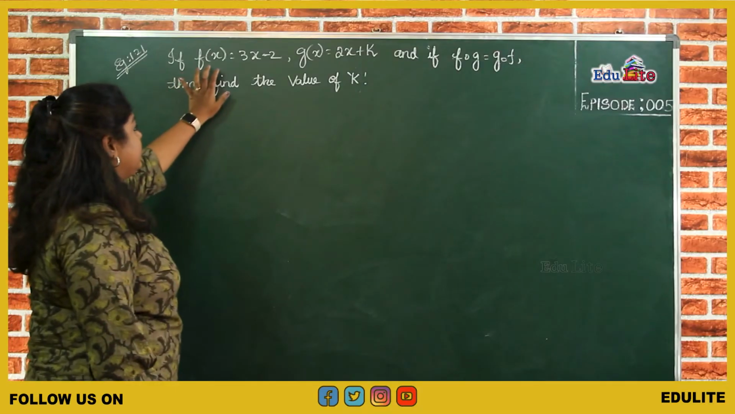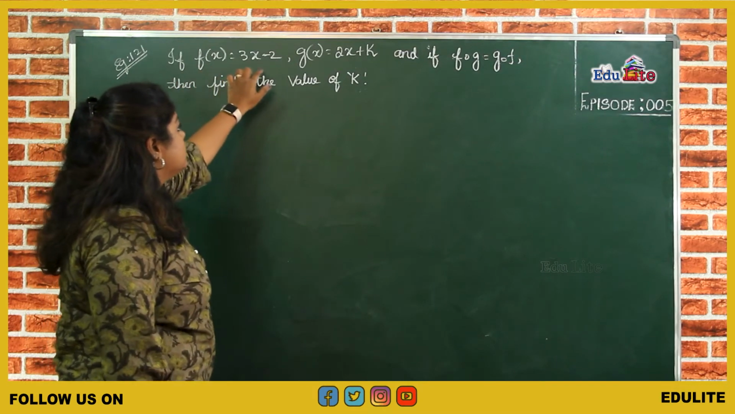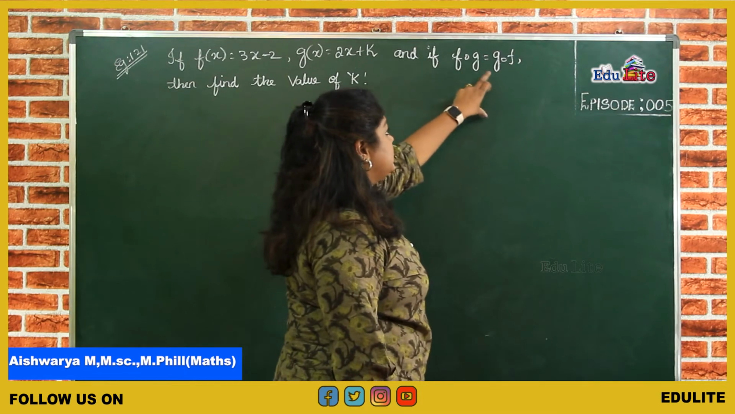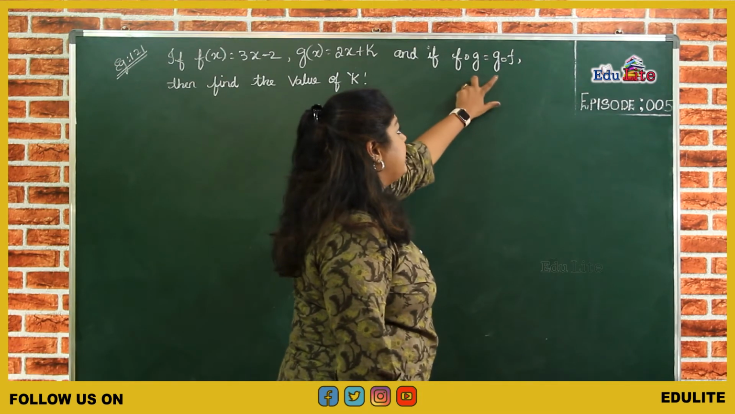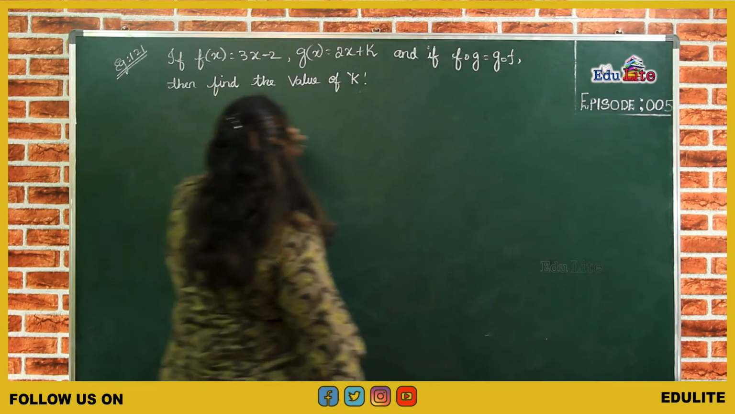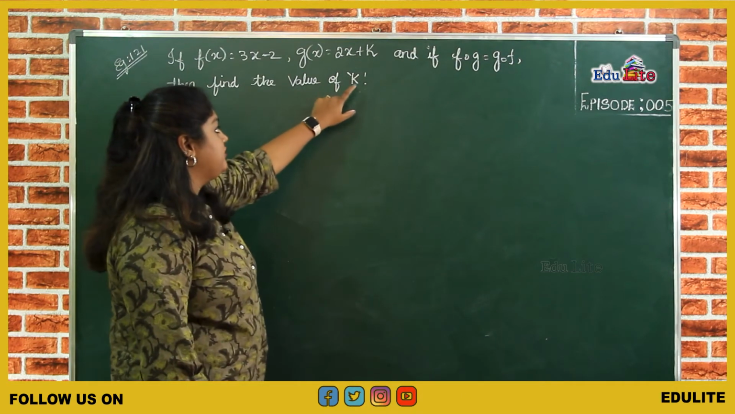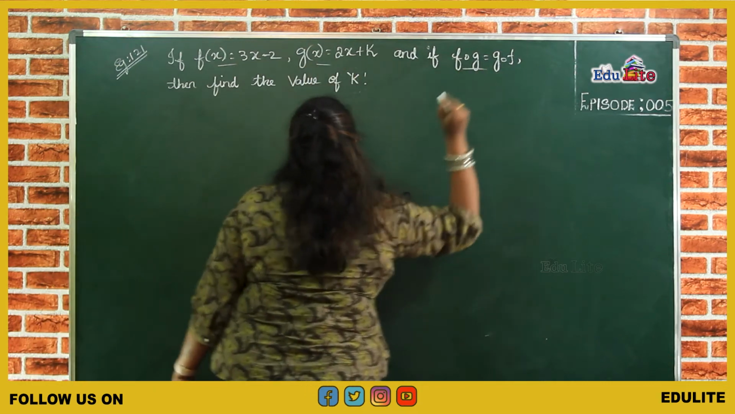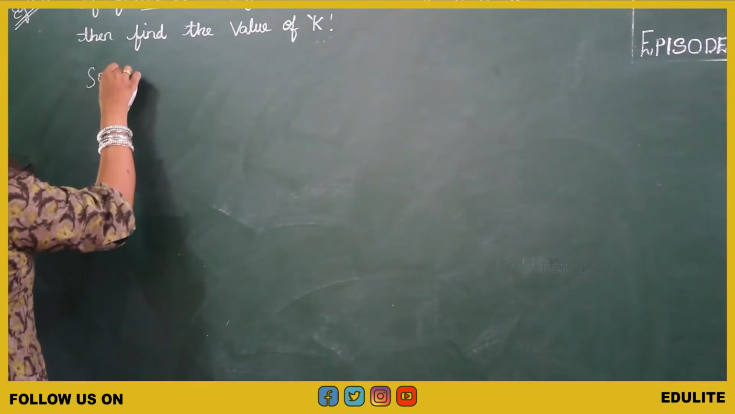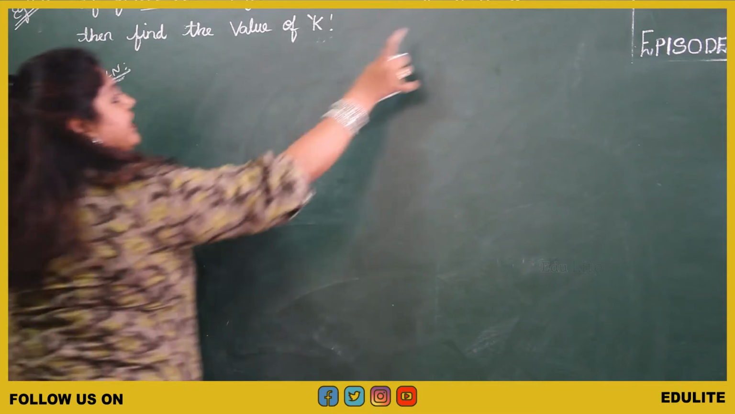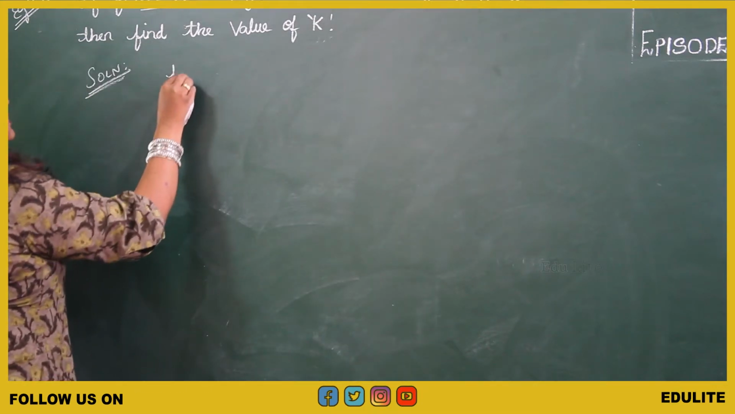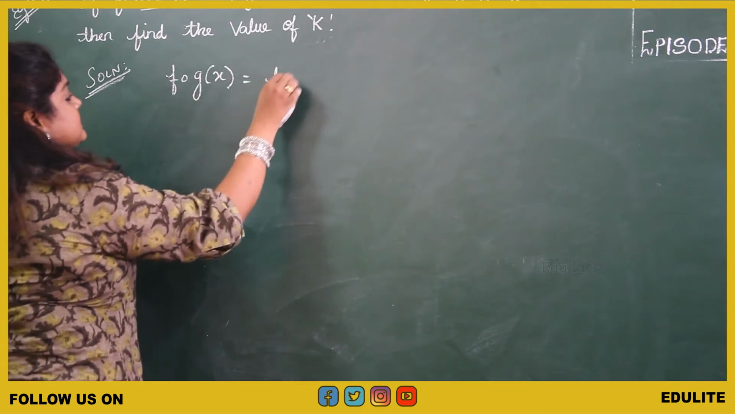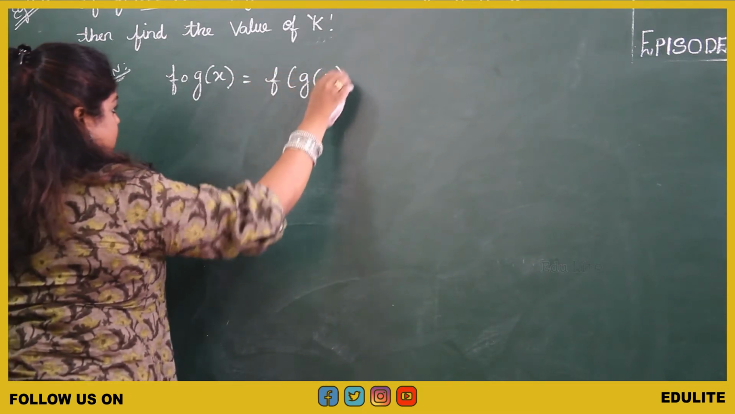In this problem, we are given f of x as 3x minus 2, g of x as 2x plus k, and f composite g is equal to g composite f. So we have to consider this relation as equal and find the value of k. To find the value of k, we are given these three things. First, we will find f composite g. F composite g with respect to x, we can write as f of g of x.